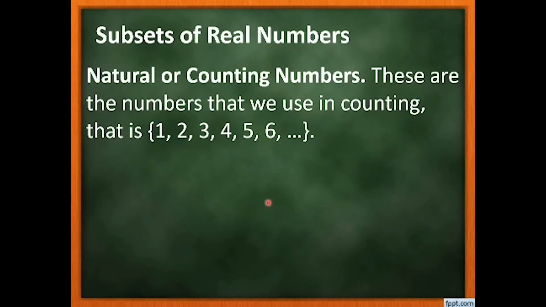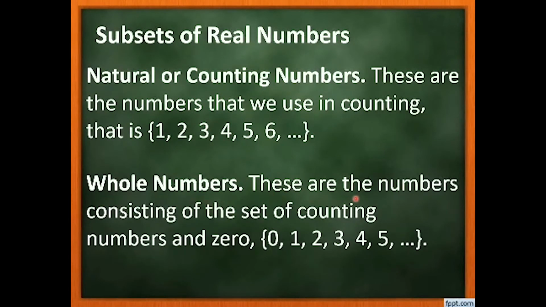How about the whole numbers? These are the numbers consisting of the set of counting numbers and zero. So, if you will see the natural or the counting numbers with the whole numbers, meron lang silang konting pagkakaiba. Ano yung pagkakaiba nila? Sa whole numbers po, kasama si zero, correct.